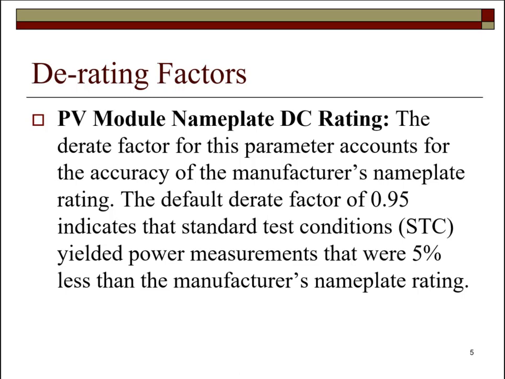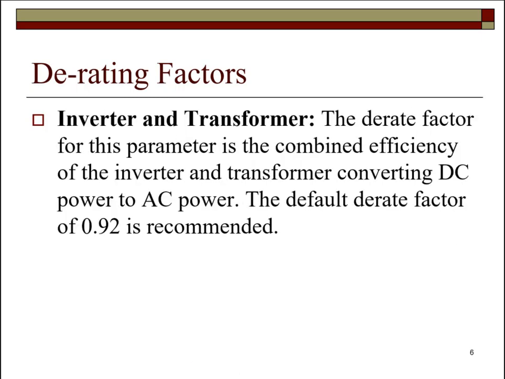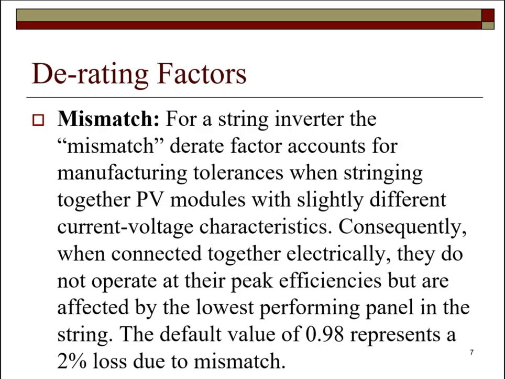Not all of the modules exiting the production line have the same output. They are tested and collated. This means some have a higher than average output and some have less. Inverters, transformers, and controllers are not 100% efficient. Therefore, they heat up during operation. This is a loss of energy. A default derate factor of 0.92 is common.